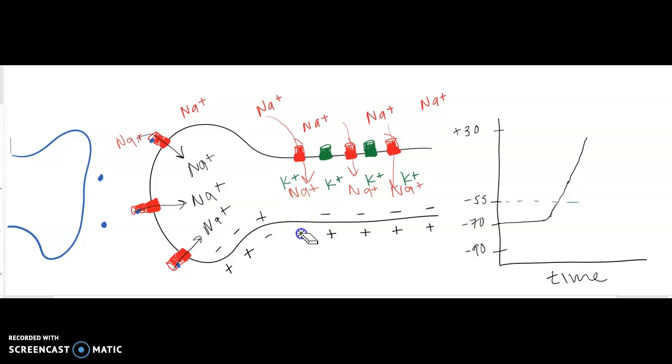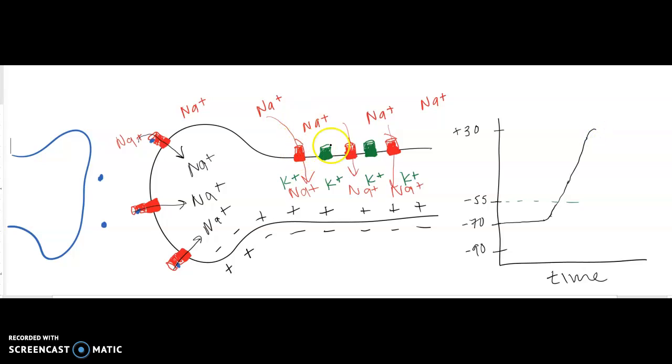But it's like a domino effect. They don't all pop and move in at the same time. So I am reaching that threshold, pop, pop, pop, moving more in, but I'm reaching the threshold as I move down that neuron.